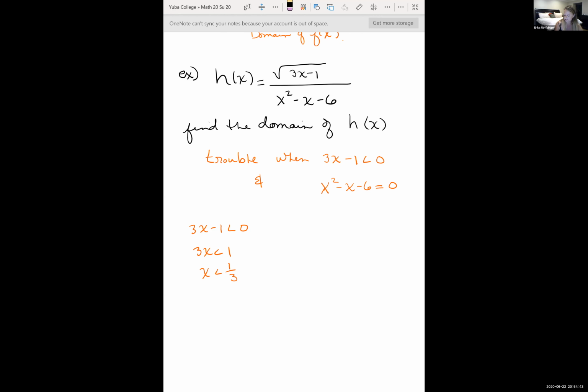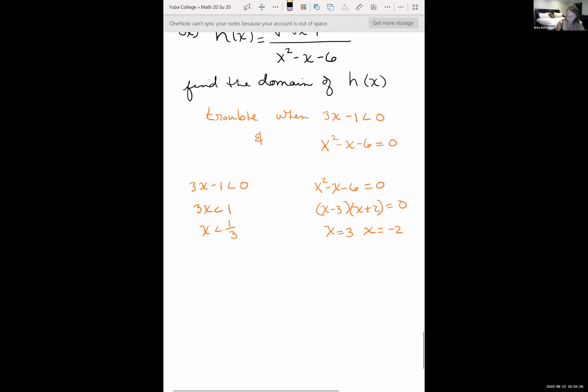And then this can be factored. So there's two numbers that multiply to give you -6 and add to give you -1: -3 and +2. So x equals 3 and x is -2. So technically, if x can't be less than 1/3, that tells me x has to be greater than or equal to 1/3 in that piece.